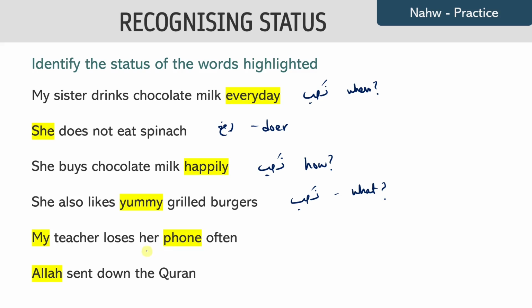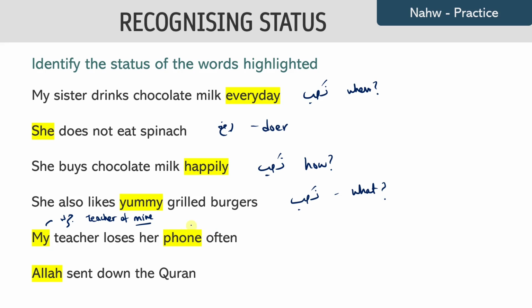My teacher loses her phone often. What is "my"? It's jar. Why? Because it's saying who it belongs to. Yeah, "my" is the word after "of". So if you open it up, it is "teacher of mine". So the word "my" is going to be jar.